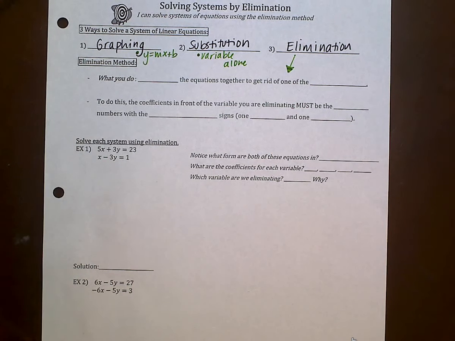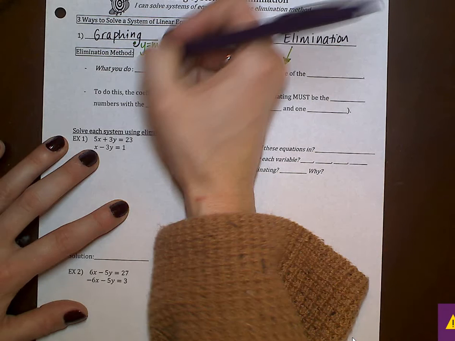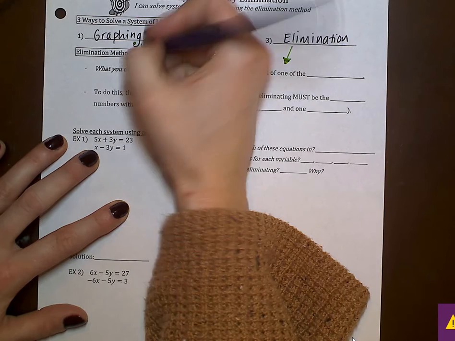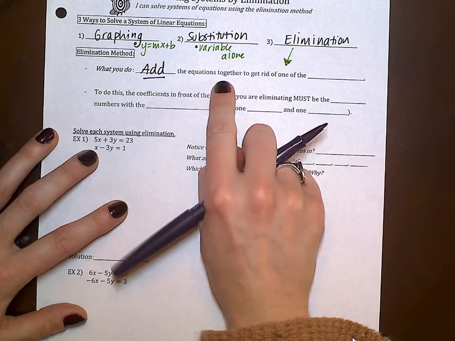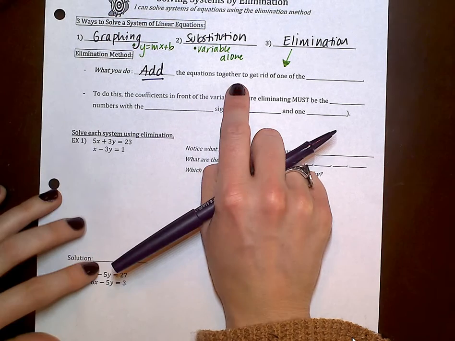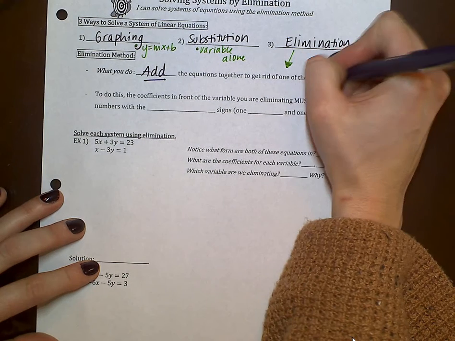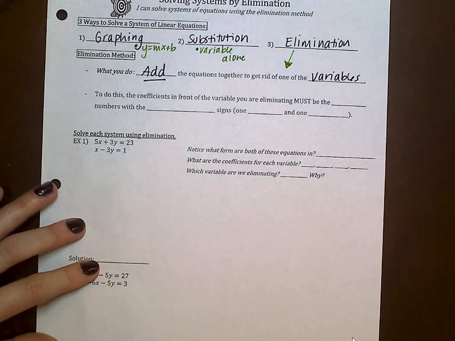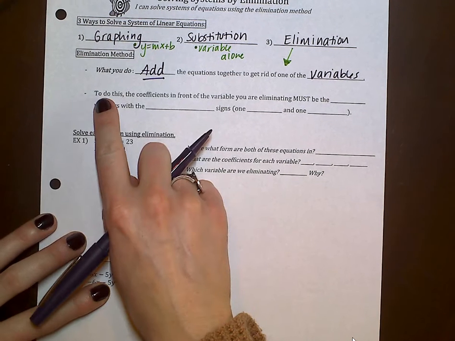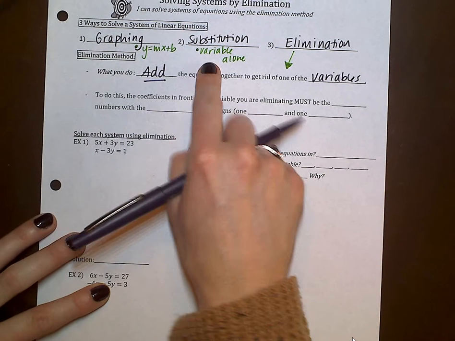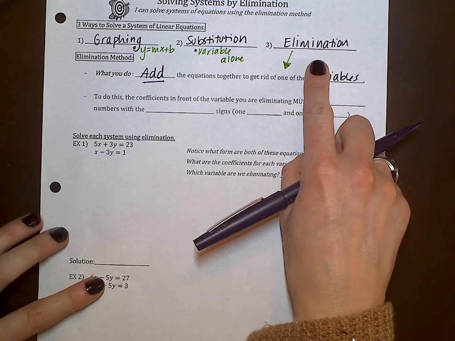So if you think about what it means when you eliminate something, you get rid of it. That's what we're going to be doing when we use this method. And we'll fill in this sentence here. What you do is you add, that part's important, you're going to add the equations, because I know there's two, together to get rid of one of the variables. Or in other words, you're going to eliminate one of the variables. We know the setup mattered for the other two methods, so of course it matters for elimination as well.